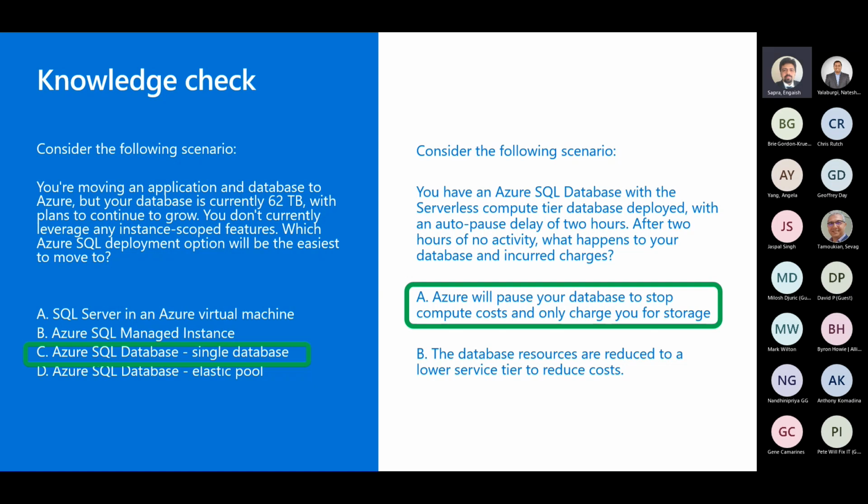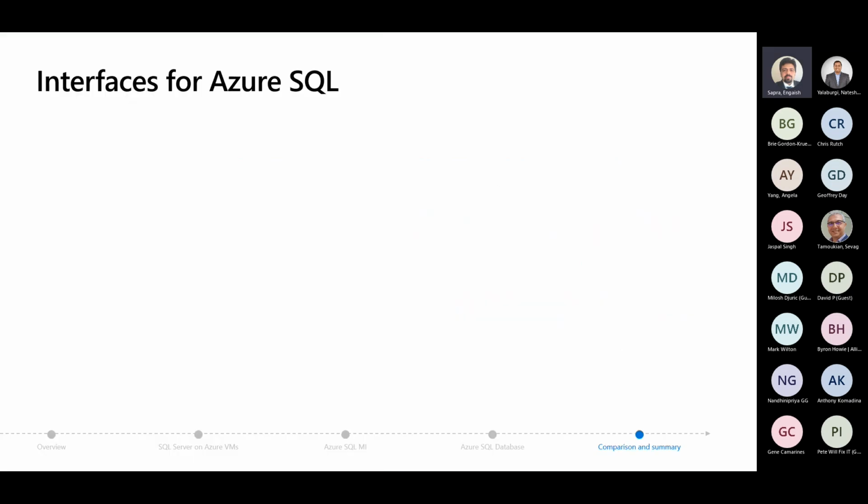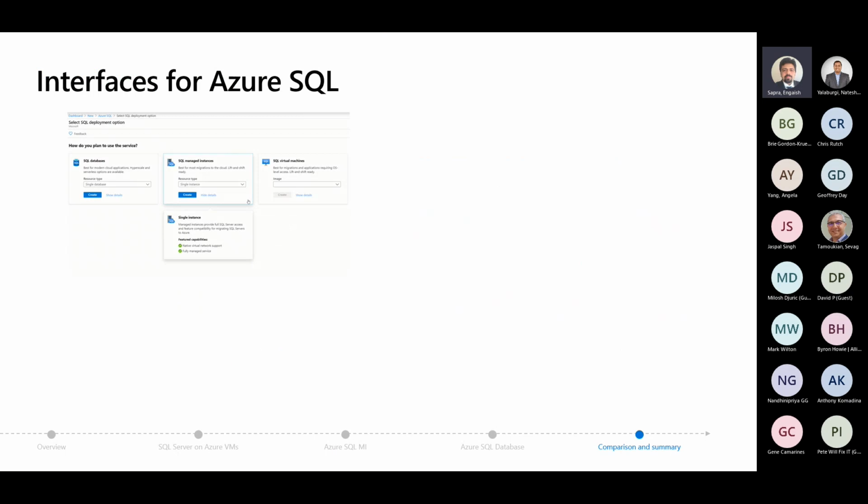Hope this was clear. Now, from an interface perspective, what do you do when you need to provision the service? This is a cool slide because it makes my job a little easier. It has a good simulation of the options that you get when you search for SQL. The first interface where the simulation is running is the Azure portal.